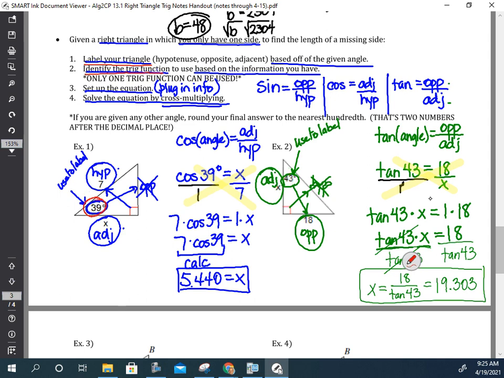One of the sides is going to be completely blank. If you have that blank side, that eliminates two of the formulas. You're using sine, cosine, tangent. Whatever side is blank is going to cancel out two of the formulas, which means there's only going to be one left over. Once you figure out the leftover formula, you plug in your numbers, and then you cross multiply and solve.